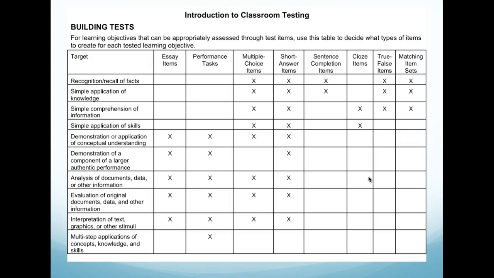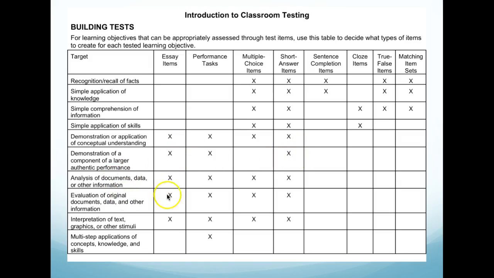When you build tests, you think about why you're using the test you're using. And so this is a nice chart. It's actually a very handy chart that you can use to select the kind of test you want for the kind of knowledge you want students to demonstrate. So if you just want recognition or recall of facts, you can use multiple choice items, short answer items, sentence completion, true, false, and matching. If you want demonstration of a component of a larger authentic performance, and notice it says component of a larger authentic performance like your grasps, you can include essay items, performance tasks, and short answer items, for example.